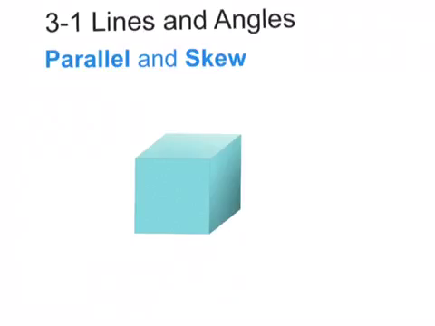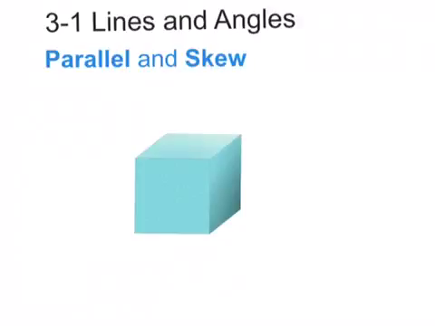And we'll start with 3-1. Section 3-1 is lines and angles. Parallel lines are lines that are coplanar and they do not intersect.